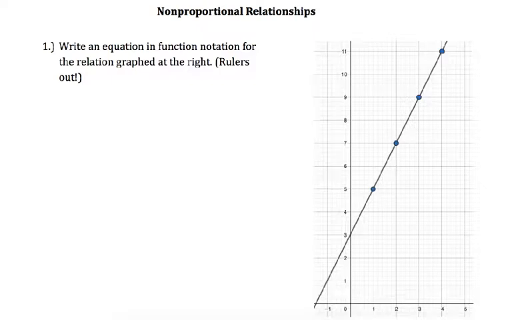Non-proportional relationships. Don't get mixed up and think that if something's non-proportional, it also is non-linear, because if we look at this example that we have here, without a doubt, this one is linear. It's a straight line. And we are going to write an equation in function notation for the relation graphed at the right.